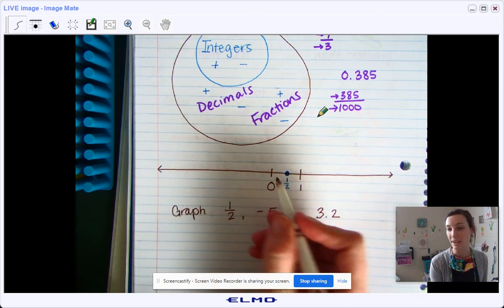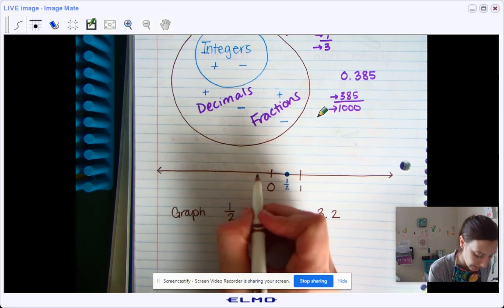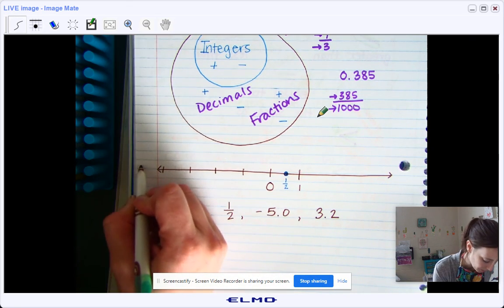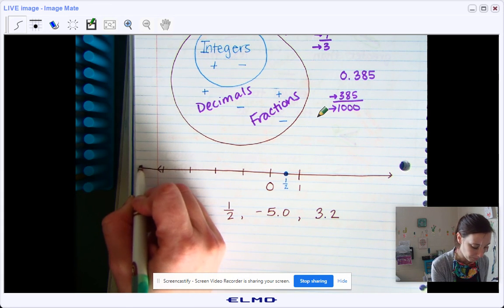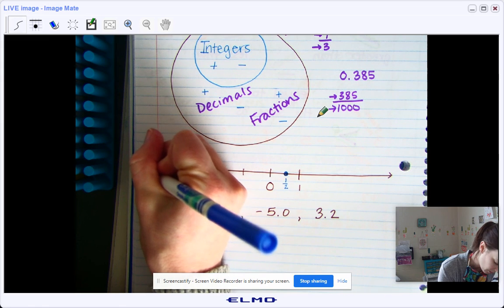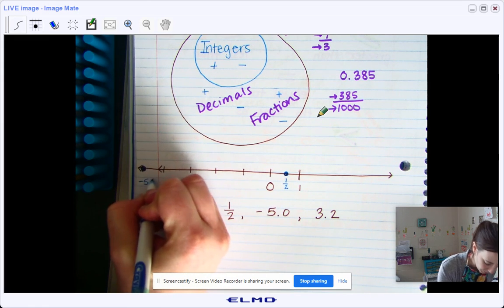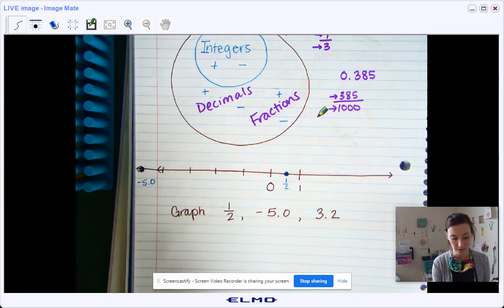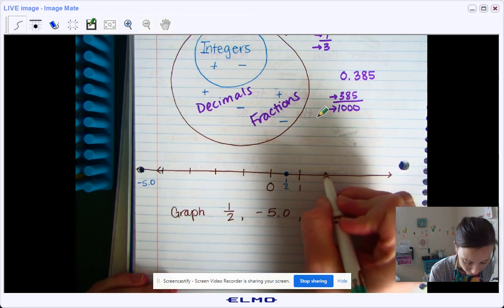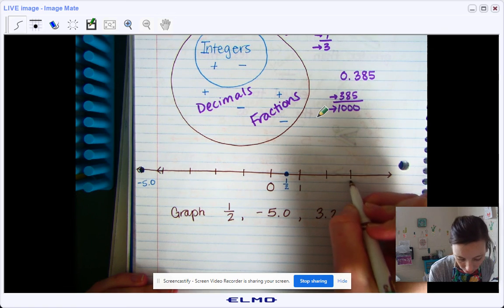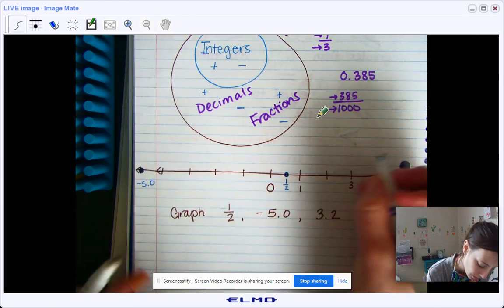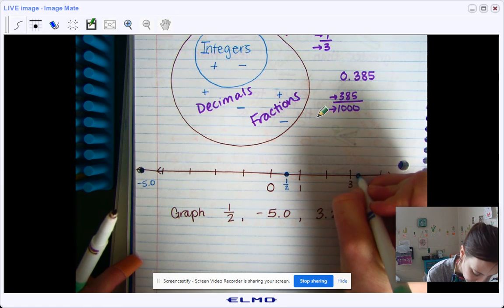-5.0 would be 5 spots to the left of 0. 1, 2, 3, 4. Whoops, I'm going to run out of room. This is why we put arrows on the end. This would be -5.0, which is the same as -5. And then 3.2 would be a little bit over 3 holes. So 1, 2, here's 3 holes. If this is 4 holes, then 3.2 is probably somewhere in here.